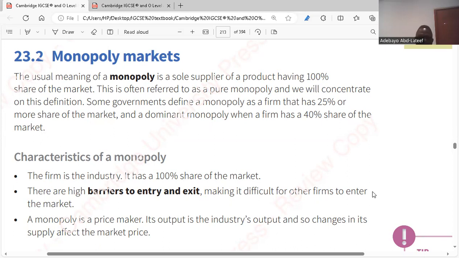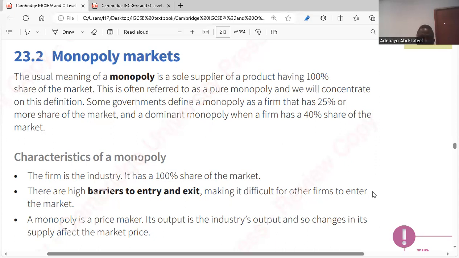Yes, because that means you have 40% of the customers. If you're having 40%, nobody else will have 50%. Do you get it? If a firm has 40%, the other firms will be sharing the remaining 60%.